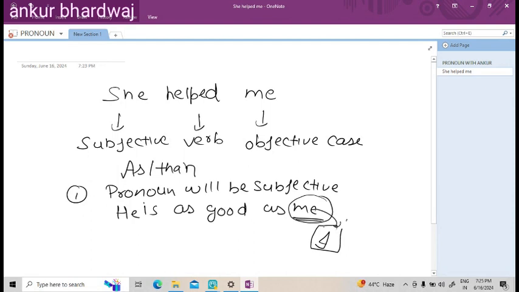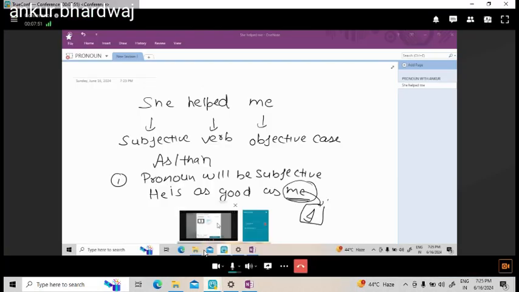I is a subjective case. So this is the first example of it. And similarly, we can take many sentences like "he runs faster than me," and many examples like this we can take.